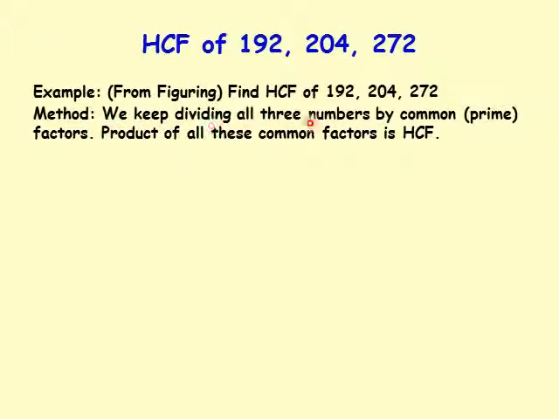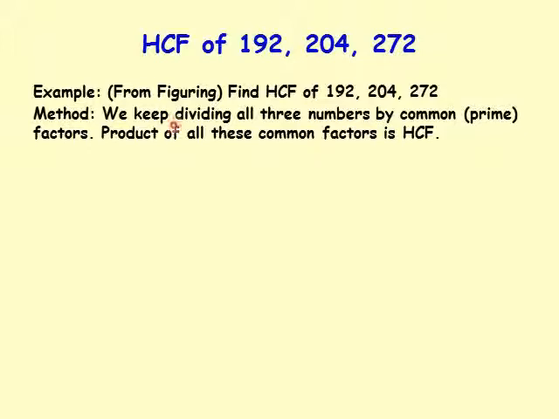We keep dividing all three numbers by common factors, which are usually prime. The product of all these common factors is the HCF. So we'll divide by a common factor, a factor which is common to all three of the numbers. In this example, there are three numbers.